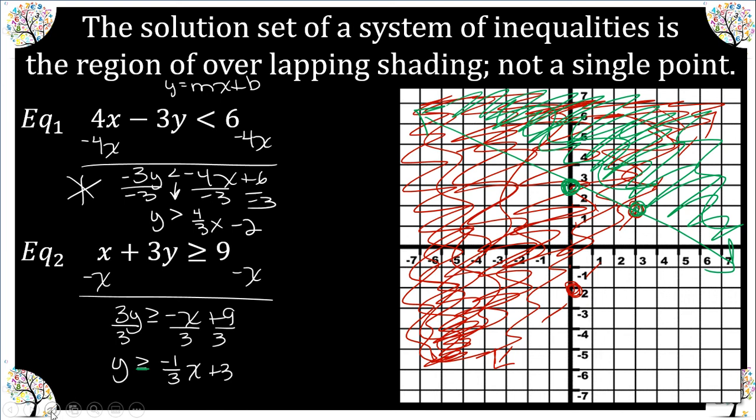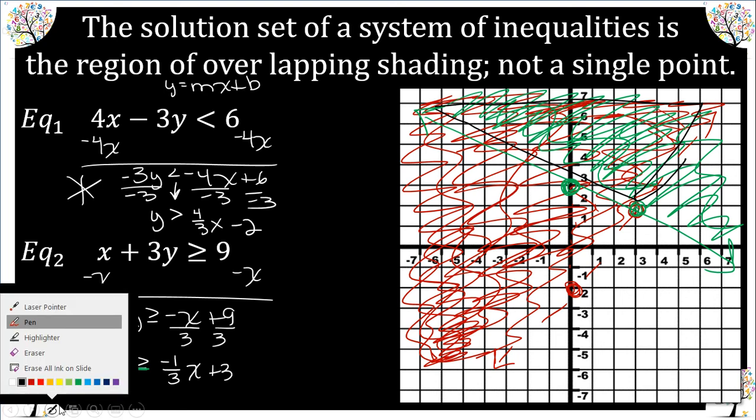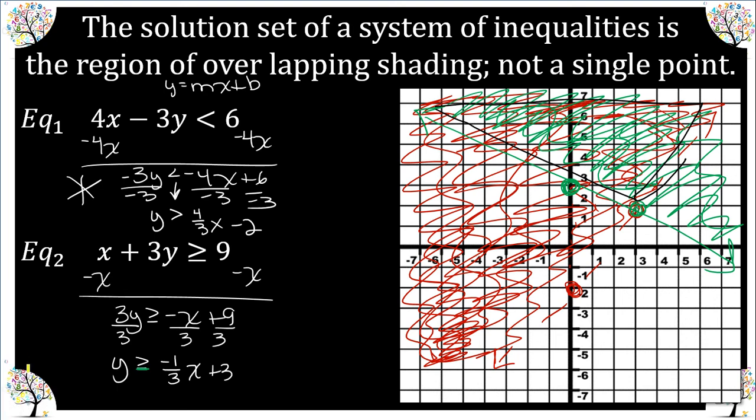So you can see, if you can see, our solution where they overlap is this area right here. All this overlapping. Let's see, we may have a highlighter. So those are your solutions. Any of those ordered pairs would satisfy both of these equations.